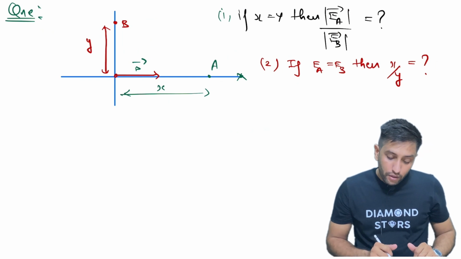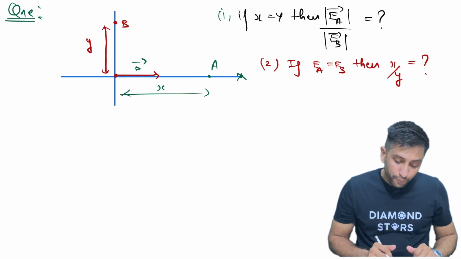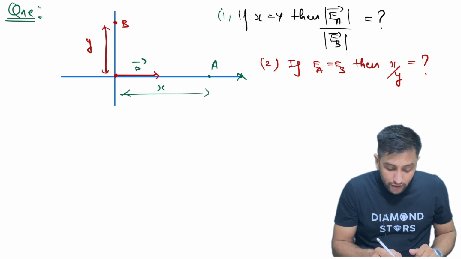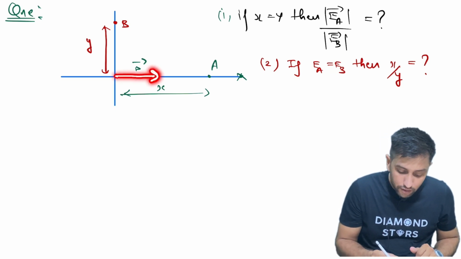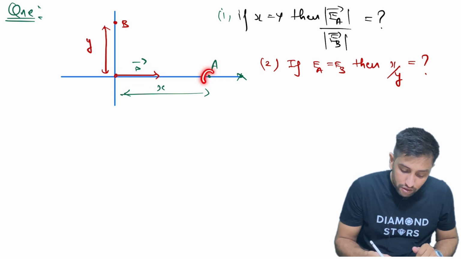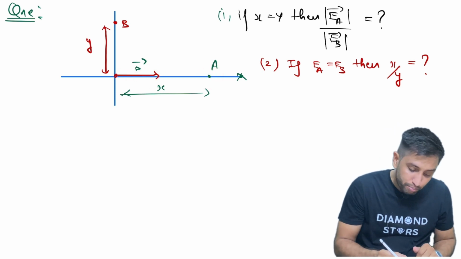Then after, this is a question given to you. Okay, and in this question it says that this is the P vector. Okay, this is the P vector, and one point A is here, and one point B is here.